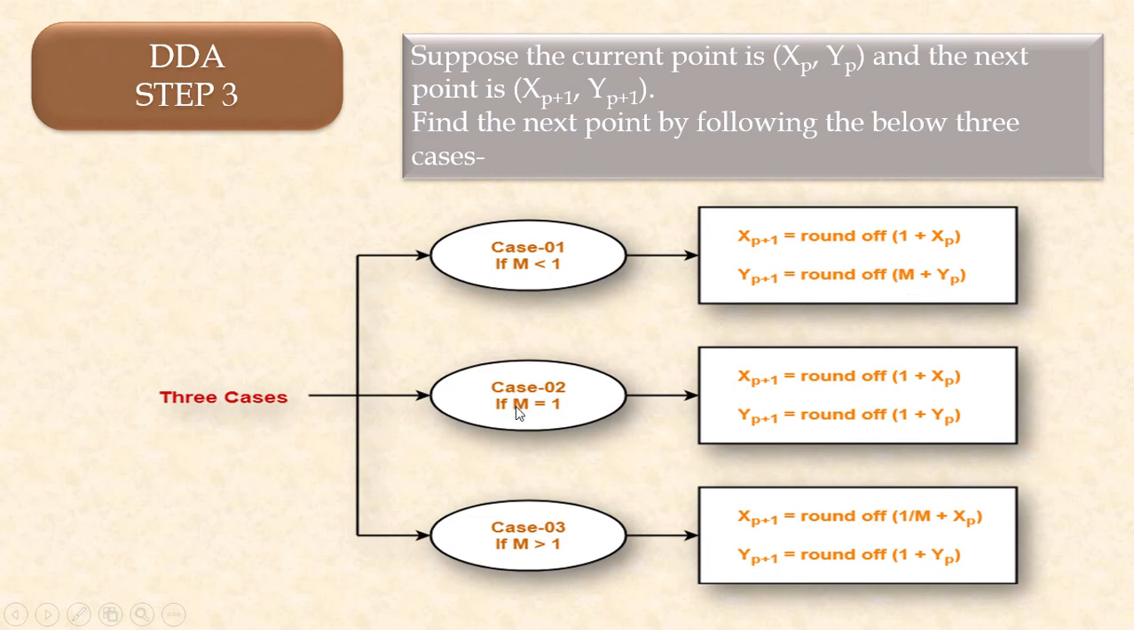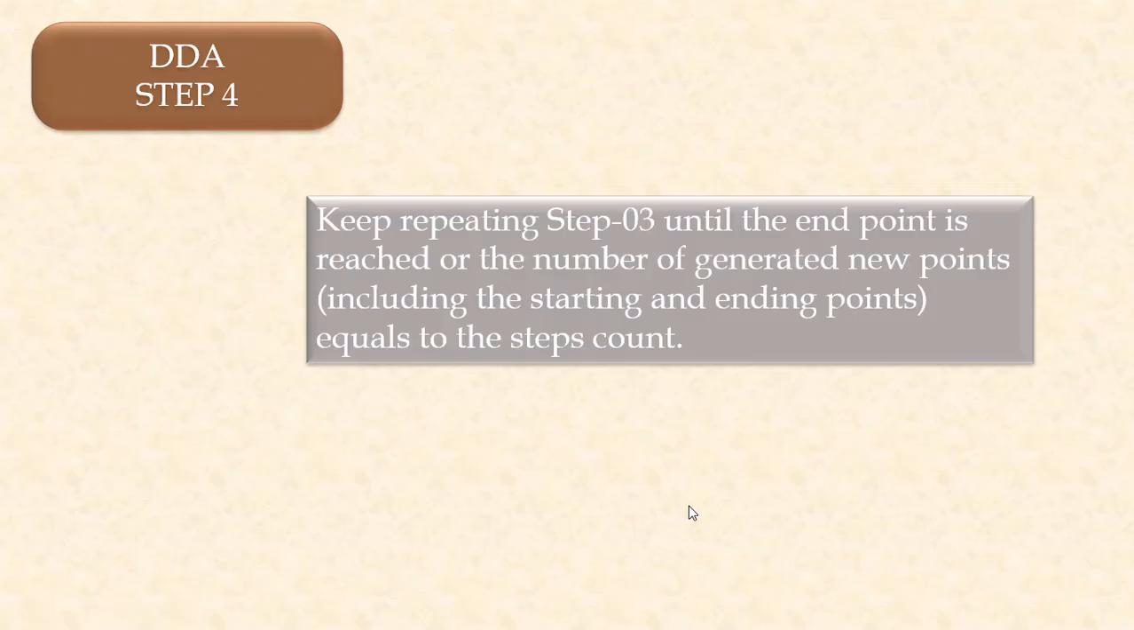If the slope of the line is exactly equal to 1, then we get the next point by adding 1 to the initial values, xp plus 1 and yp plus 1. Then the third case: if the slope of the line is greater than 1, then the next point is achieved by the round of 1 by m plus xp, and yp plus 1 is achieved by the round of 1 plus yp. We have to do these steps until we get the ending points.